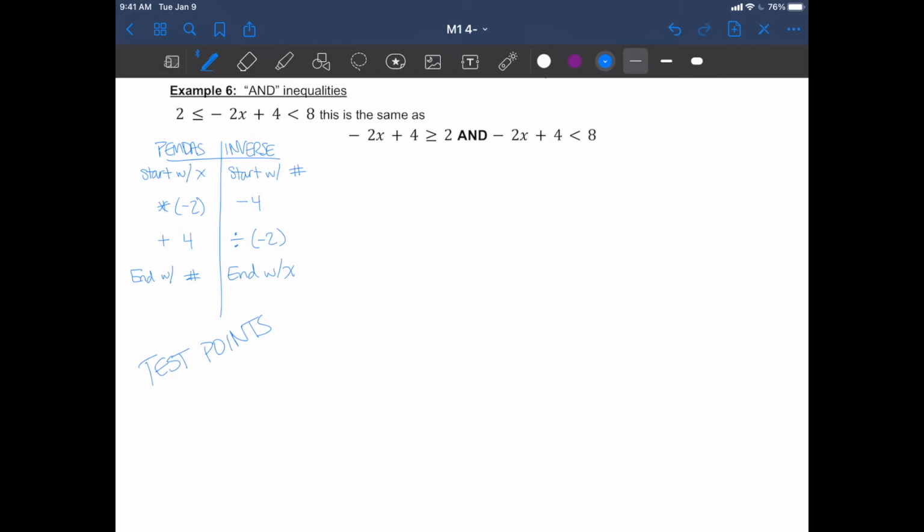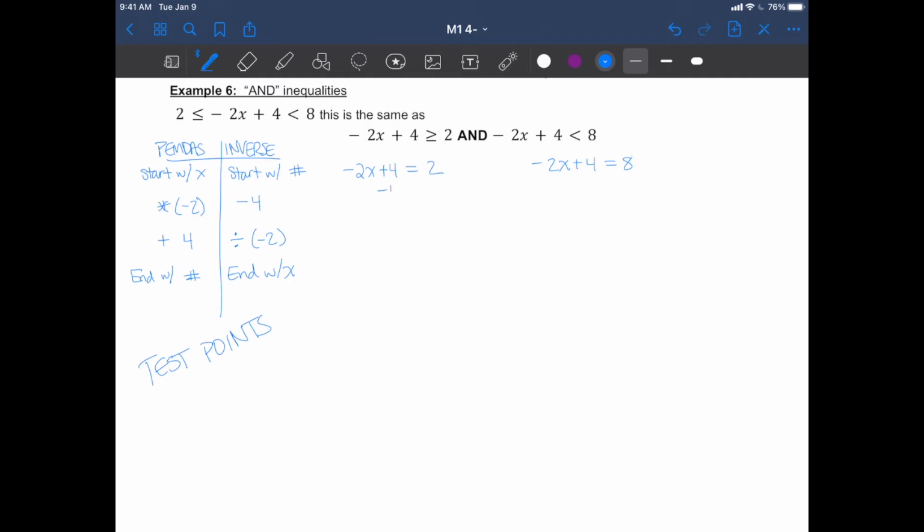Okay, so here's the testing points method for an and inequality for example 6. So for an and inequality like this, I actually have to split it up into 2. And usually I wouldn't bother rewriting the inequalities because I'm going to use the equation instead. So I'm actually going to just go ahead and do that. And I have to solve both of these equations.